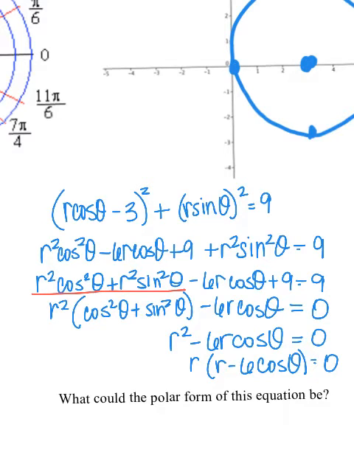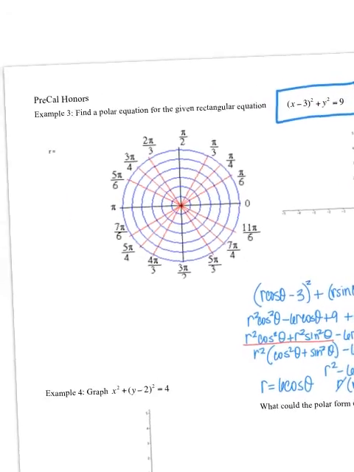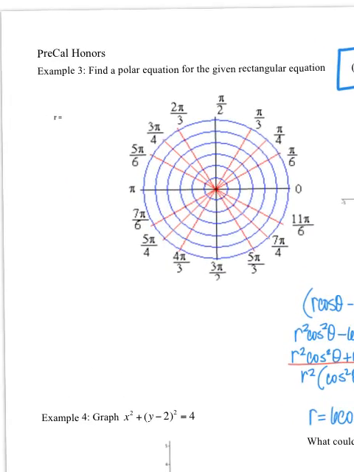And so then, and this is one of the only times you can do this, you are allowed to divide that r on either side. And we get r equals 6 times the cosine of theta. So this is what the polar form of the equation is going to look like. And let's see if we can graph this by plotting some points. So r equals 6 times the cosine of theta.